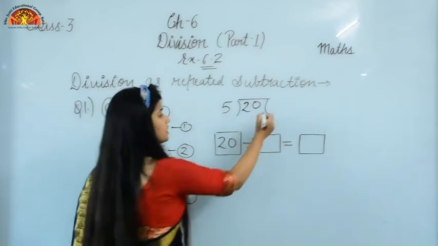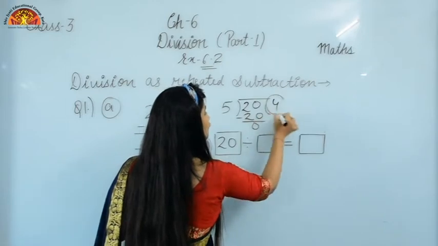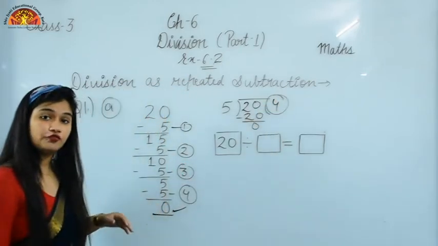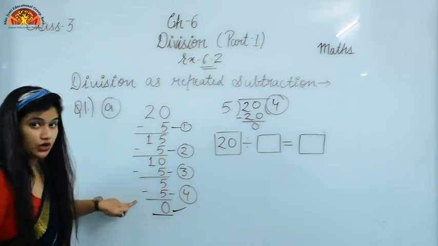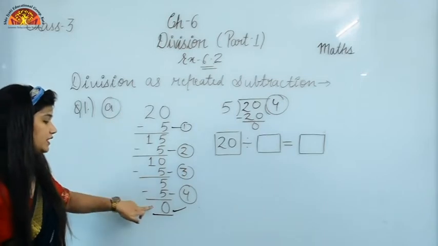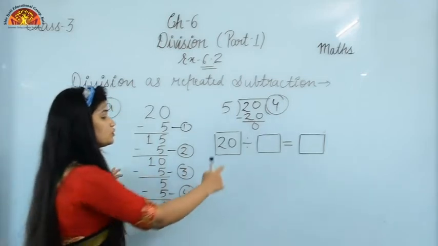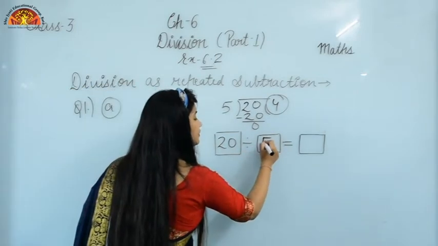and 5 fours are 20. So how many times you are getting 20? 4 times. So what is the answer? 4. And here what we have seen? 1, 2, 3, 4. If we subtract 4 times 5 from 20, we get 0. Is it clear? So 20 is the dividend and the divisor will be 5.